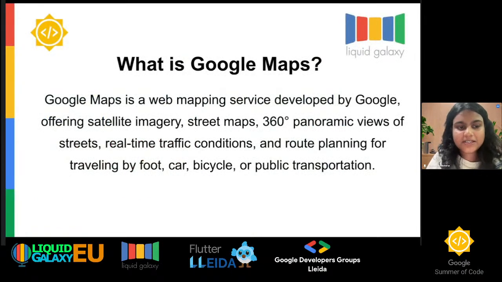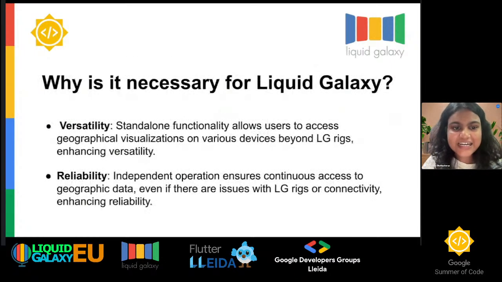So, what is Google Maps? Google Maps is a web mapping service developed by Google, offering satellite imagery, street maps, 360 panoramic views of the streets, real-time traffic conditions, and route planning for traveling by foot, car, bicycle, or public transportation. It is basically how we visualize the real world, but virtually.